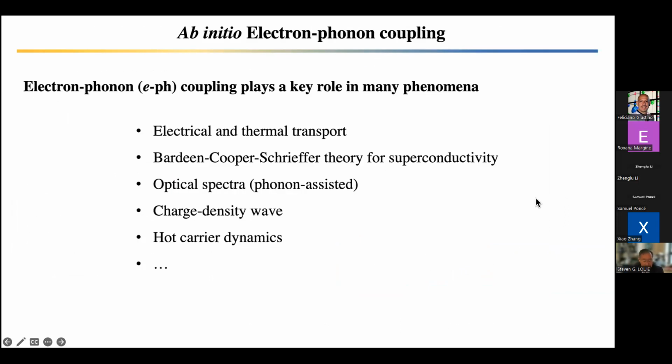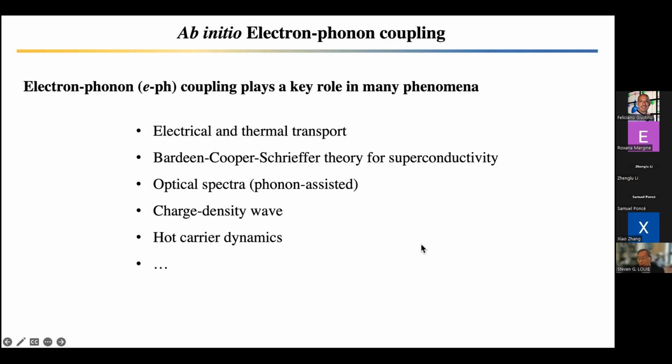Now, in the last 5 minutes or so, let me finish up by saying a few words about how many electron interaction can change the electron-phonon coupling, and also one example about Moiré physics excitons.